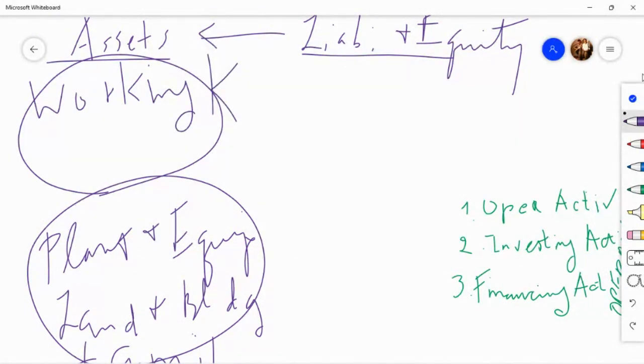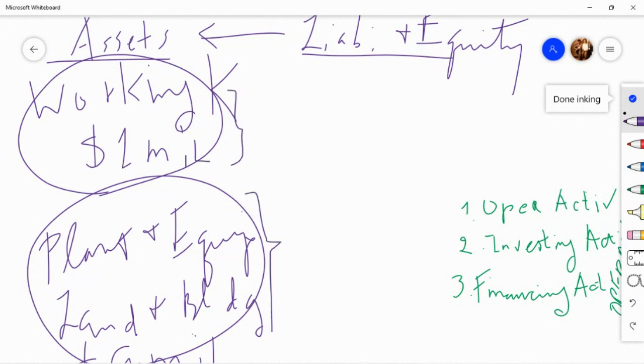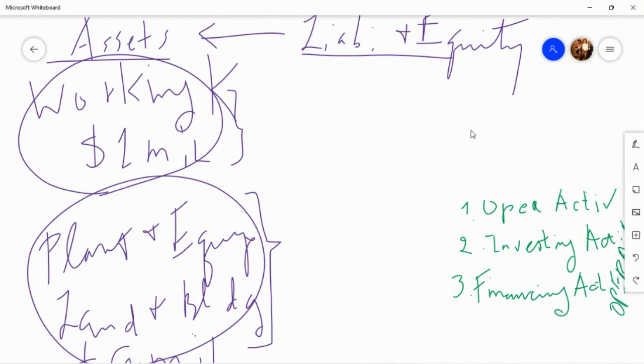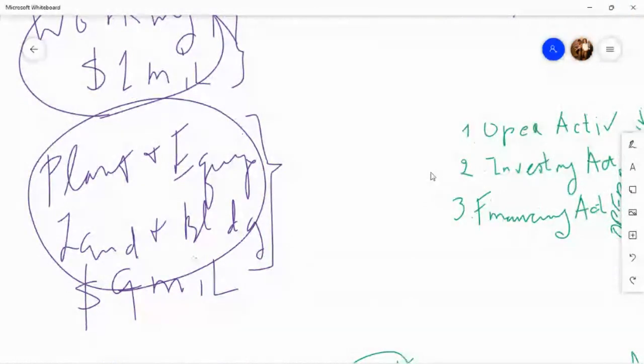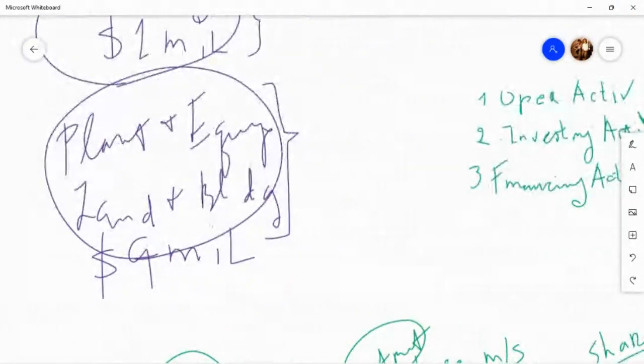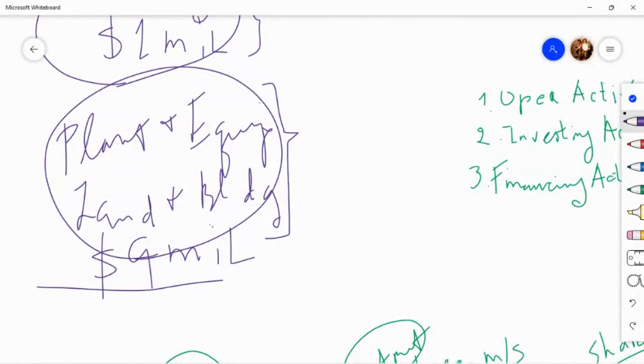Okay, so working capital is what? Let's say you need $1 million of working capital. So in other words, in total, you need $10 million to start up this business. Okay, total is $10 million, right? $10 million.